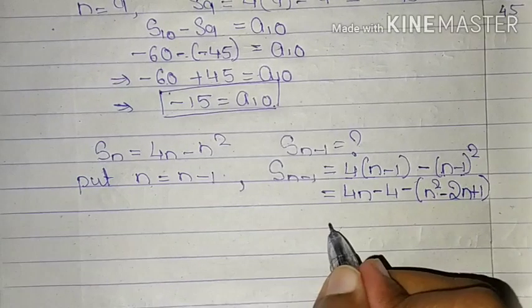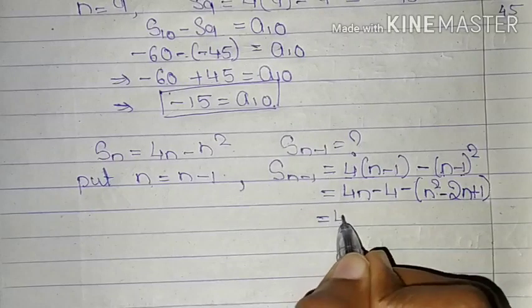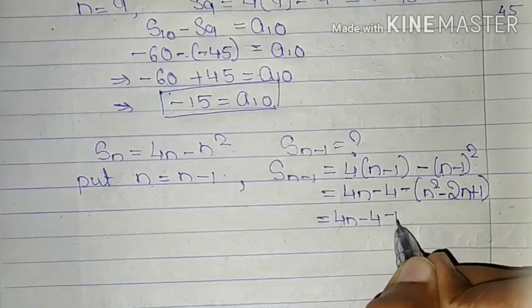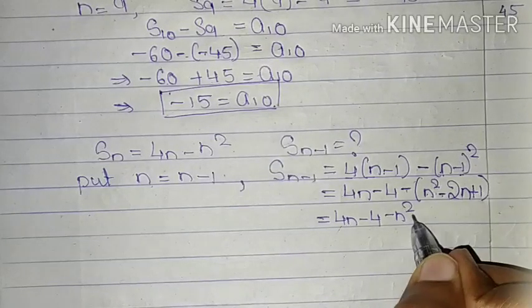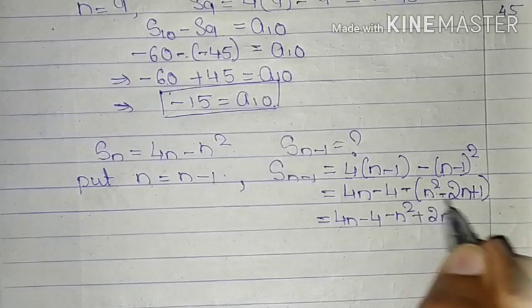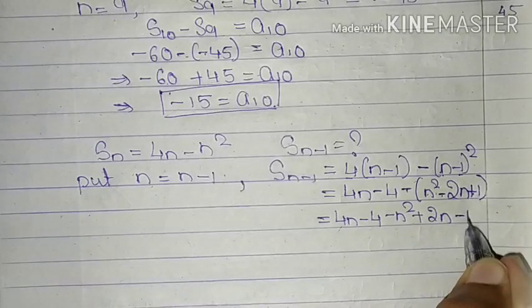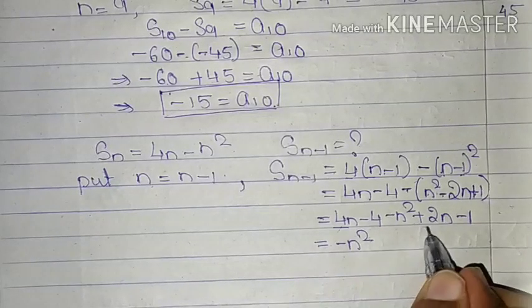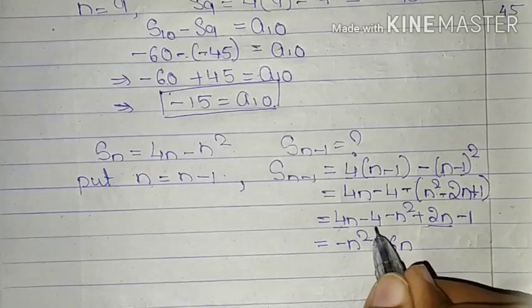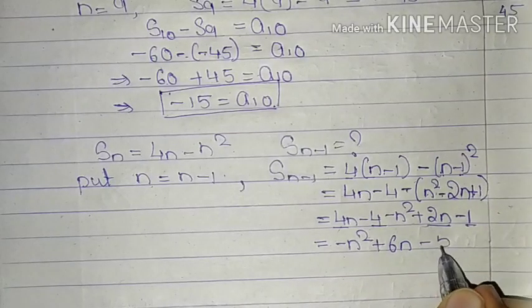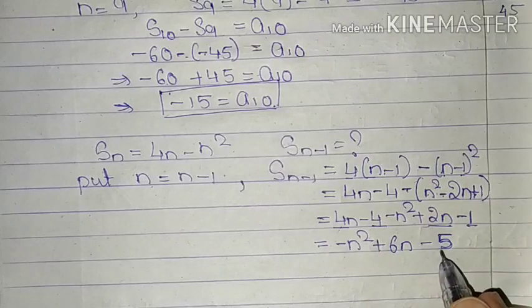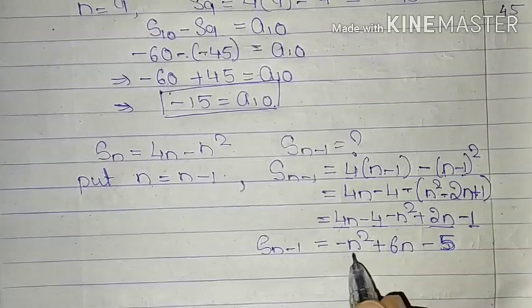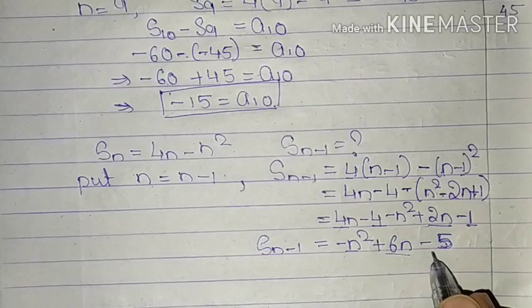So now opening the brackets and simplifying, we get 4n minus 4 minus n square plus 2n minus 1, which is nothing but minus n square, 4n plus 2n is 6n, and minus 4 minus 1, we get minus 5. So the value of Sn minus 1 is minus n square plus 6n minus 5.